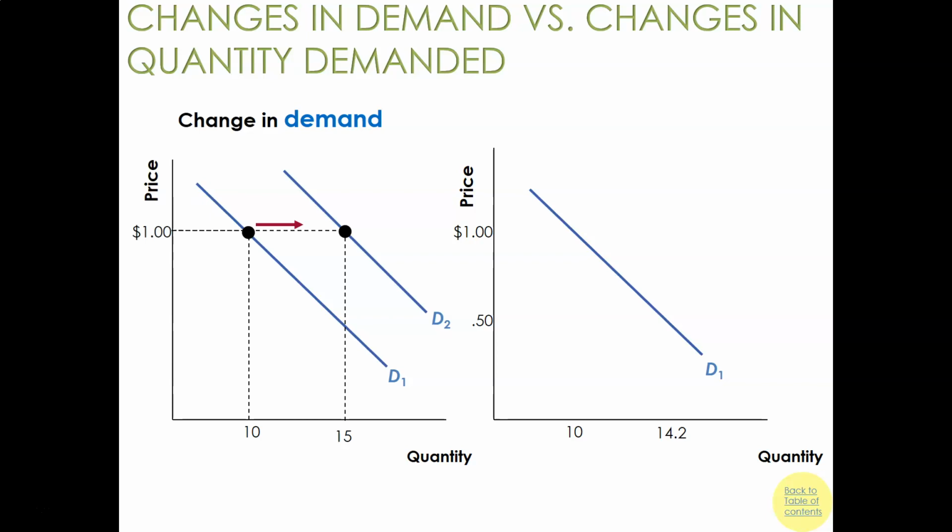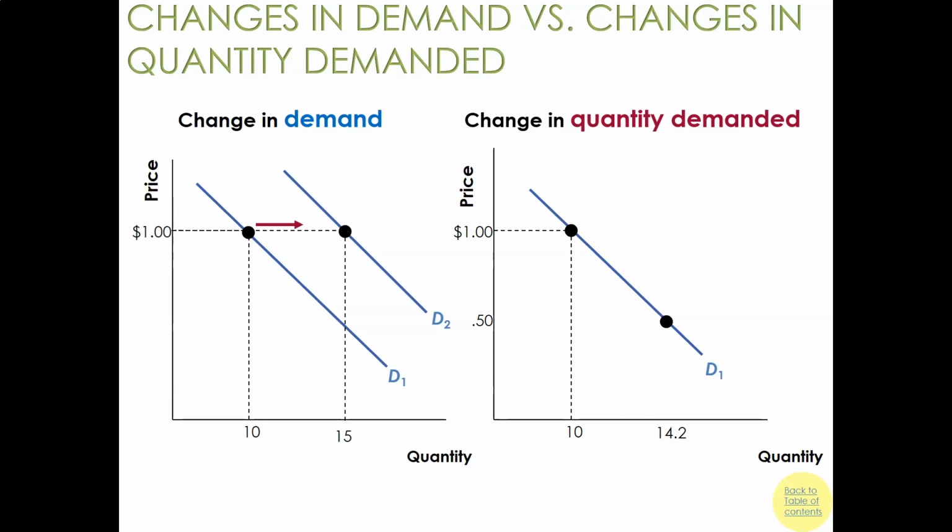Now, contrast that with a change in quantity demanded. So if we start at the same dollar price and 10 billion units demanded, and if we lower the price, notice we didn't do that in the left-hand panel. We simply had some story about an increase in the quantity demanded at every price.